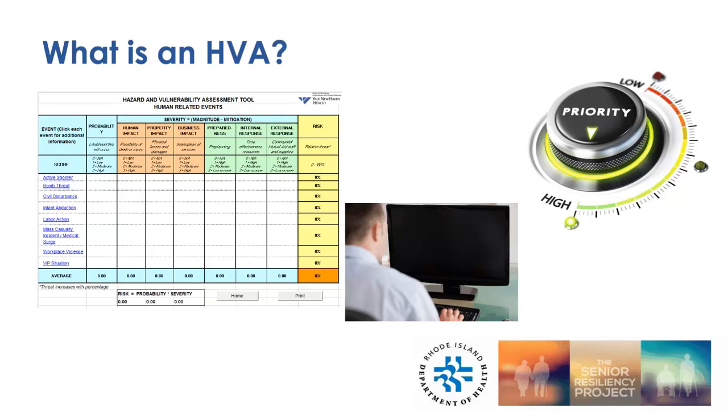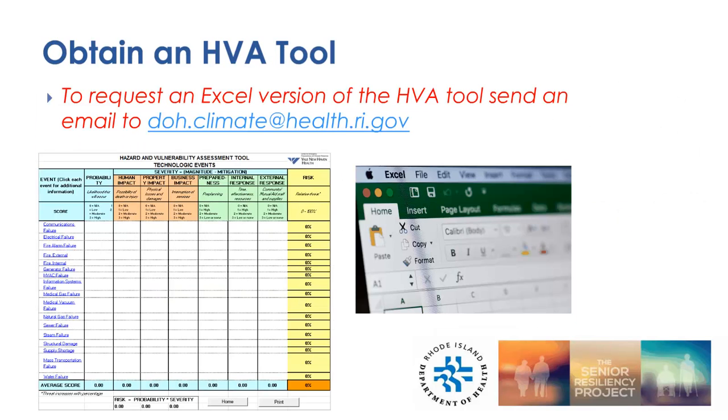What is an HVA? An HVA is a written or electronic tool that helps an organization identify the events the organization is vulnerable to, allowing the organization to direct their efforts to address those events. An HVA uses best available information to evaluate the risk of various hazards to an organization.